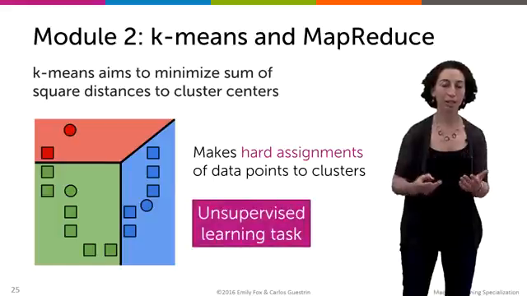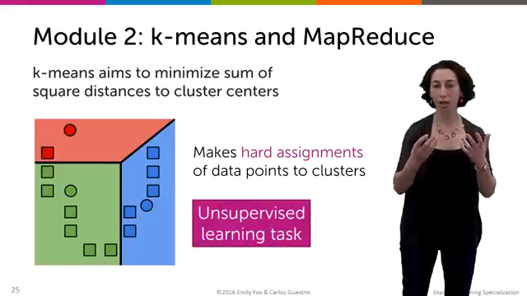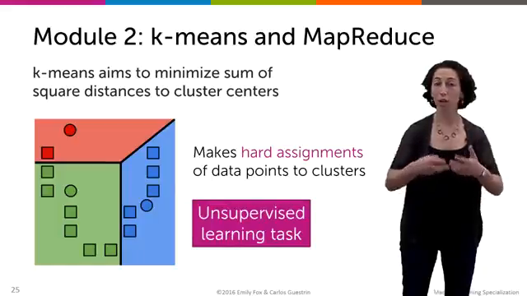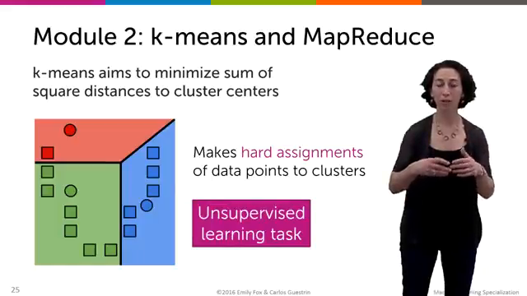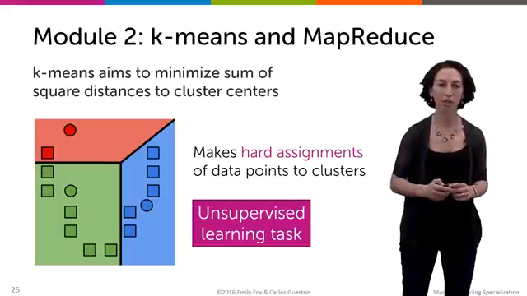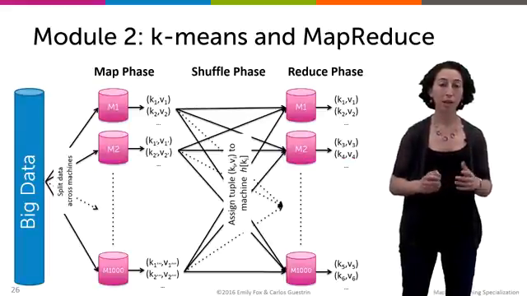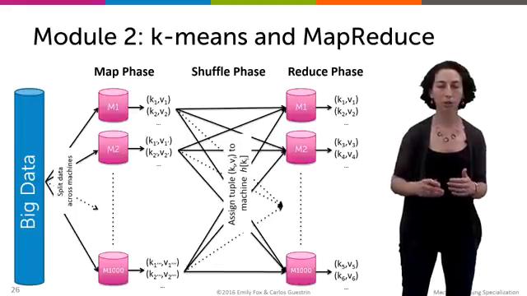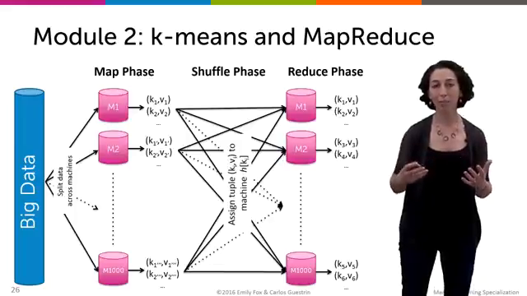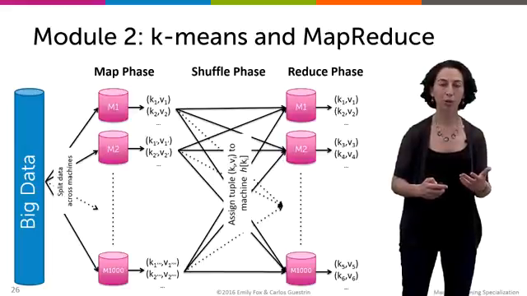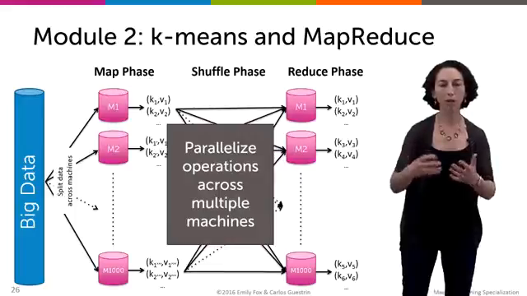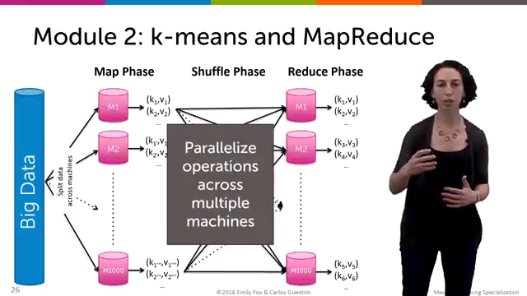And again, this is an example of an unsupervised learning algorithm, because we're just taking the inputs themselves and trying to learn this structure from them without having any output labels. We don't know the cluster labels of any of our data points in this data set. Then later in the second module, we're going to turn to trying to scale up k-means to large data sets using something called MapReduce, where MapReduce is a framework for parallelizing operations over a number of different machines.